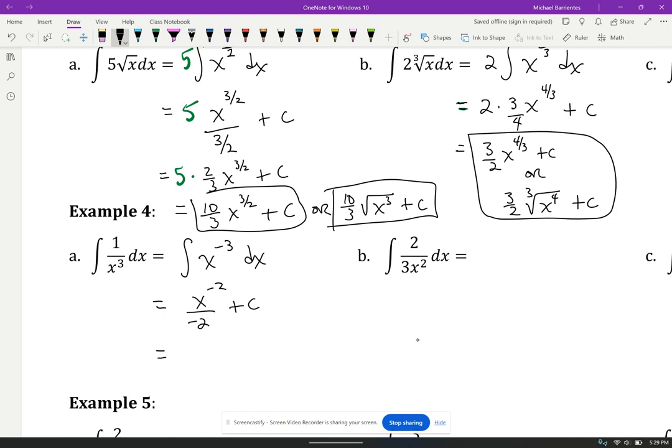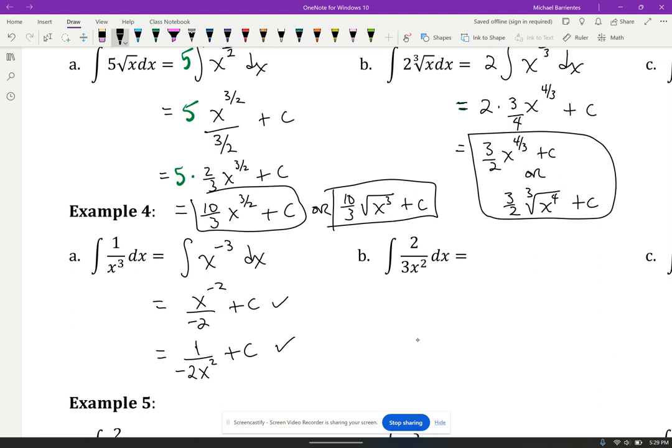Or if I want to leave it with the exponent positive, that means this whole thing needs to flip down, and I'm left with negative 2, 1 over negative 2x squared plus c. This is correct, and this is correct. Most of the time, they will not give you a multiple choice option that has a negative in an exponent. They will want you to simplify it down to this level. So far, so good. I feel like this is doable.